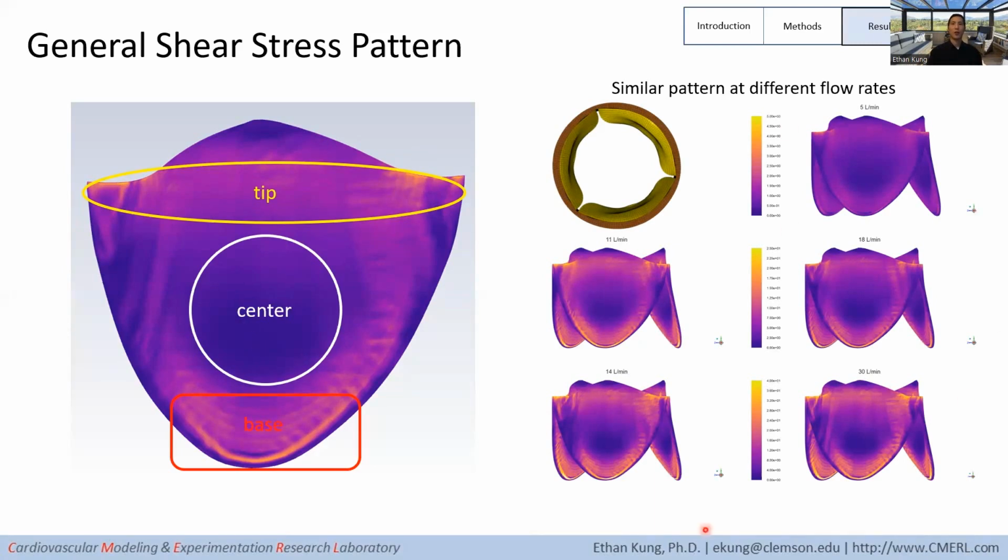And so here's one example of the same geometry at different flow rates. You see a very similar pattern. So with this data, if you're running a bioreactor, you can know that the cells on your leaflet, around the edges, are experiencing higher shear stresses and lower shear stress at the center.